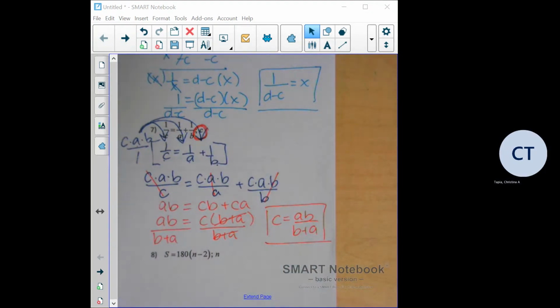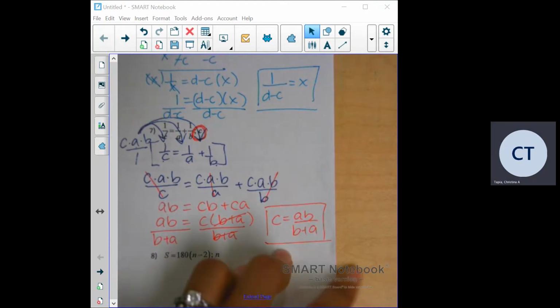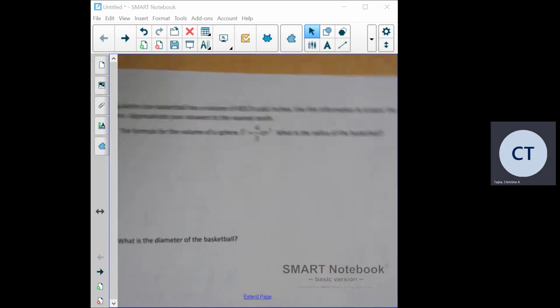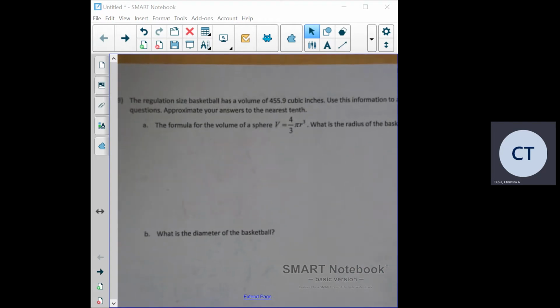So good question. All right, let's look at the question on the back. The question on the back is the style of question we usually give you guys on tests and quizzes. So especially for any freshmen who are in here, this is kind of going to give you an eye opener on what you're going to see for tests and quizzes. So for question number 9, you can definitely move ahead if you know what you're doing. I'm going to read through the question and we're going to try to solve this the best we can with each other. It says the regulation size basketball has a volume of 455.9 cubic inches. Use this information to answer the following questions.